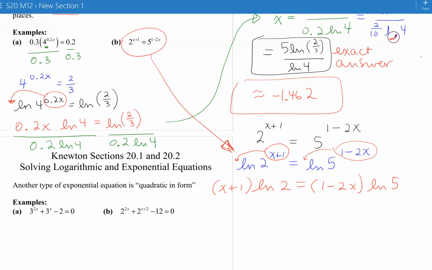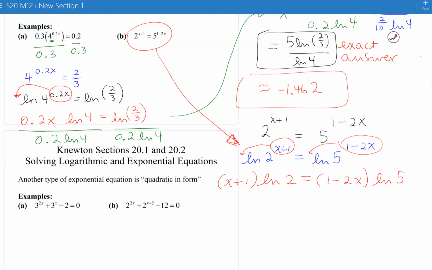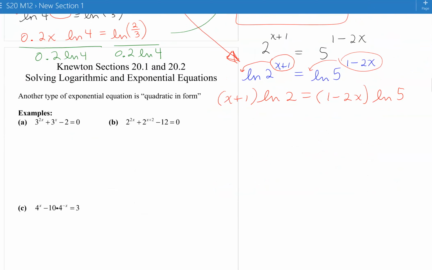Well, now I'm trying to solve for x. I have parentheses, and what I say to myself is if I'm trying to solve for x and I have parentheses, they're in the way. So I need to make them go away by distributing. So I'm going to distribute my ln2 and have x times the ln of 2 plus ln2. And then on the right, I'm going to distribute and get the ln of 5 minus 2x times the ln of 5.